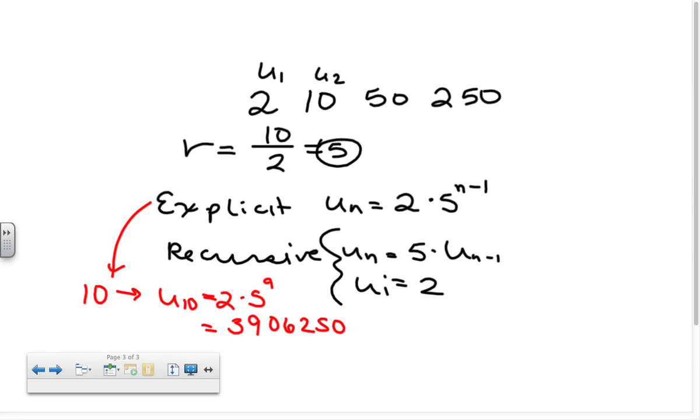It's basically what your homework's going to ask for. It's going to ask for the common ratio. It's going to ask for an explicit function, a recursive function, and it's going to ask you to find a term. Some of them are going to be between 8 and 10.